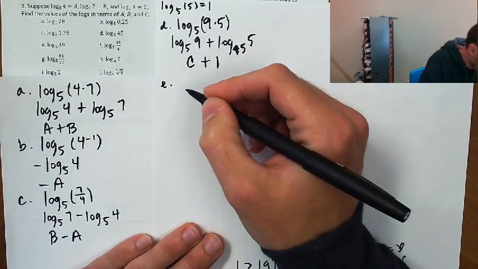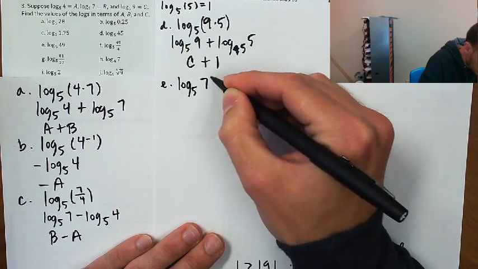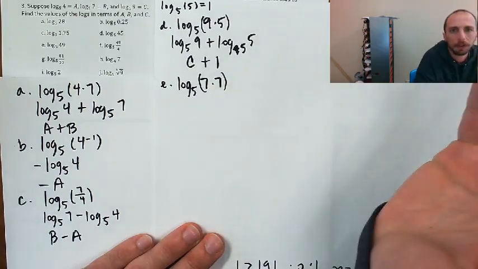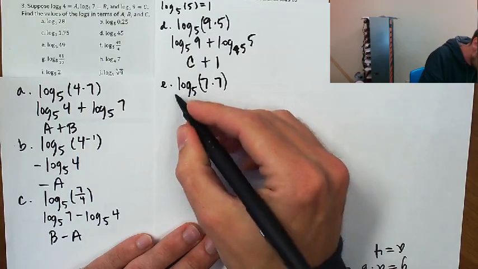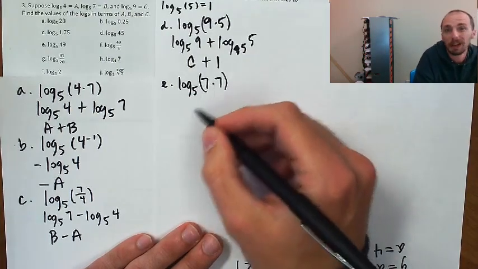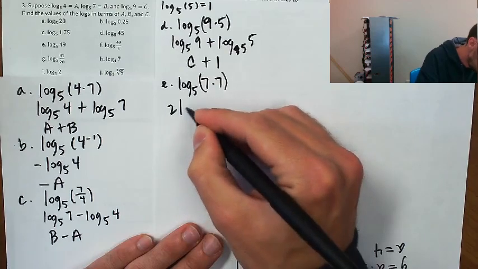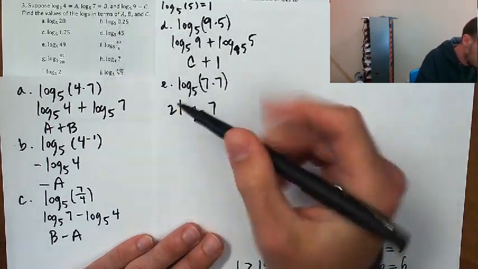All right, for E, I'm going to have log base 5 of 49, which is 7 to the 2, or 7 times 7. Doesn't matter. You're going to end up with 2 B's anyway. And so I'm going to say, you know, maybe you could write it like that and write it as addition, and it would be B plus B, or you could say it was 7 to the 2, and that's 2 times the log base 5 of 7. So that's 2B.